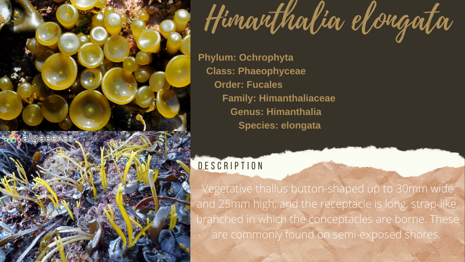Himanthalia elongata, from phylum Ochrophyta, class Phaeophyceae, order Fucales, family Himanthaliaceae, is a brown algae with a vegetative thallus button-shaped up to 30 millimeters wide and 25 millimeters high. Its receptacle is long, strap-like, and branched, in which its conceptacles are borne. It can be commonly found on semi-exposed shores.